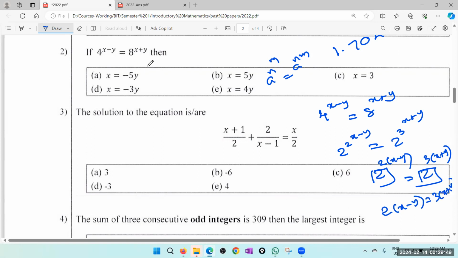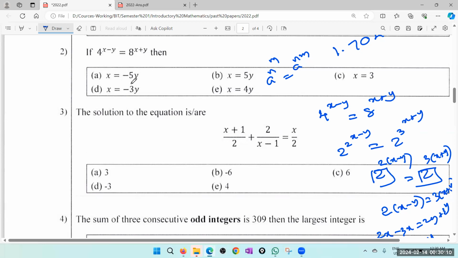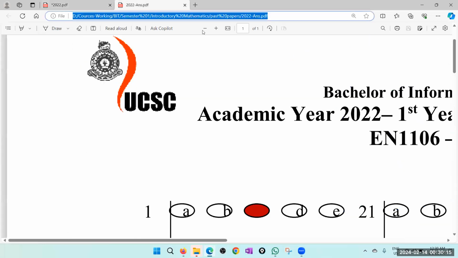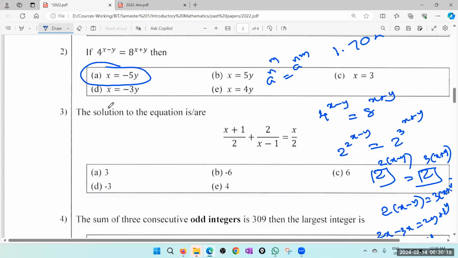So what they need is a connection between x and y. So we will keep x terms here. 2x minus 3x equal 2y plus 3y. That is 2x minus 3x is minus x equal 5y. So therefore x equal minus 5y. Okay, so answer must be A. Yes, answer is A. Third question.